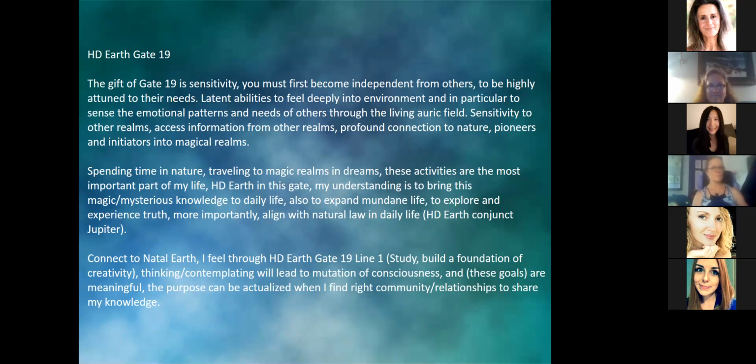The design Earth in this gate, my understanding is to bring this magic or mysterious knowledge to daily life. Also to expand mundane life, to explore and experience truth. More importantly, align with natural law in daily life. And that also correlates to the human design Earth conjunct the natal Jupiter.